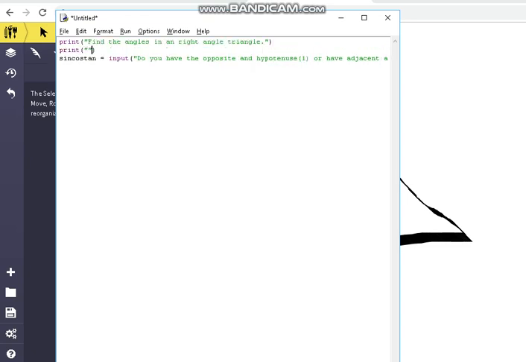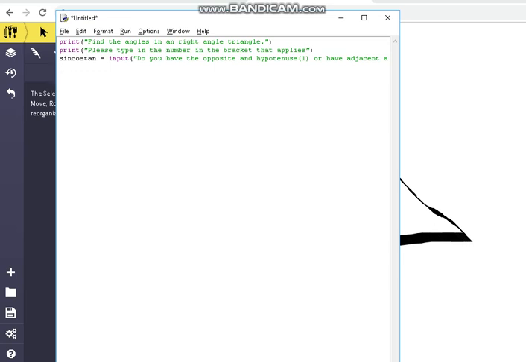Print, please type in the number in the bracket that applies. This is just to let the user know. Okay, awesome. So first we've asked the user sine or cos or tan.